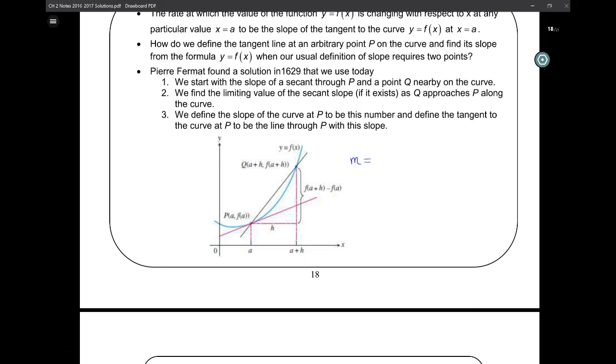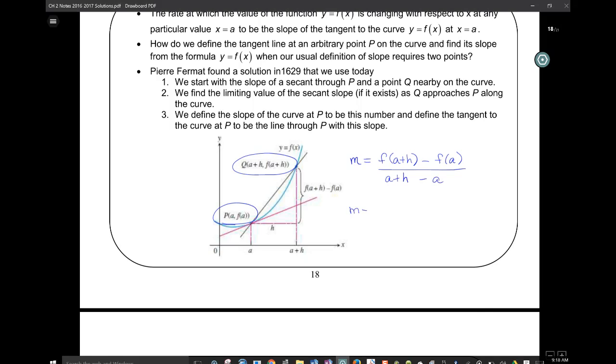Let's look at the slope. Take this point here and this point here. Let's just find the slope of that, okay? Y2 minus Y1. So we have f of a plus h minus f of a over a plus h minus a. So I get f of a plus h minus f of a all over h.